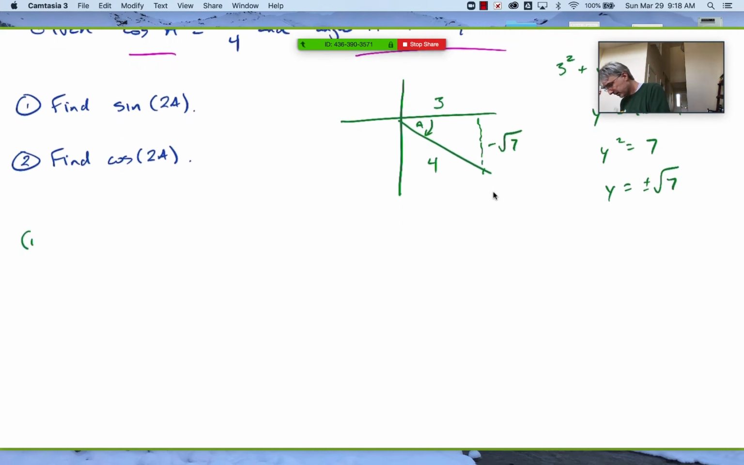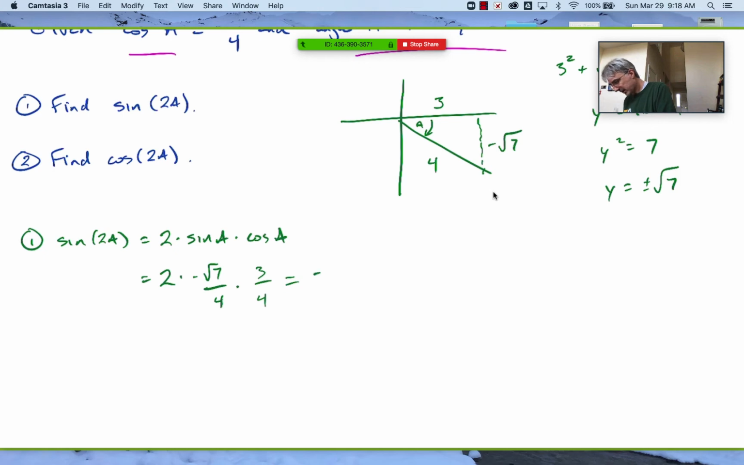So for number 1, sine of 2A, my identity is I take 2, I multiply that times the sine of A, and then I multiply that times the cosine of A. The sine of A, opposite negative root 7 over hypotenuse 4, times the cosine of A, adjacent 3 over hypotenuse 4. And then I simplify that, and I get negative 6 root 7 over 16. And that's my final answer.